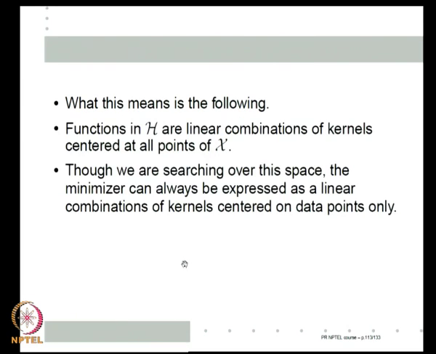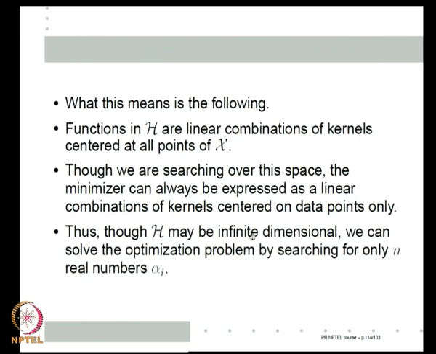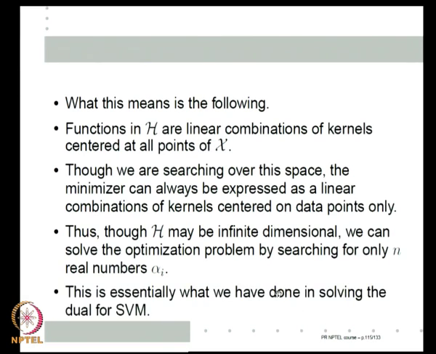Even though H contains linear combinations of kernels centered at all points of X and H may be infinite dimensional, I can find the minimizer by searching for only these n numbers alpha. This is essentially what we did when we solved the dual in SVM, right. Irrespective of the dimension of the transformed feature vector, the dual's dimensionality is equal to the number of examples.